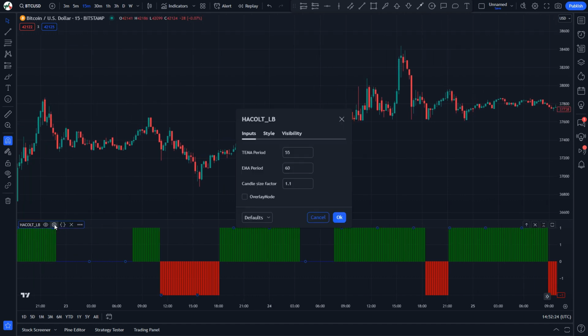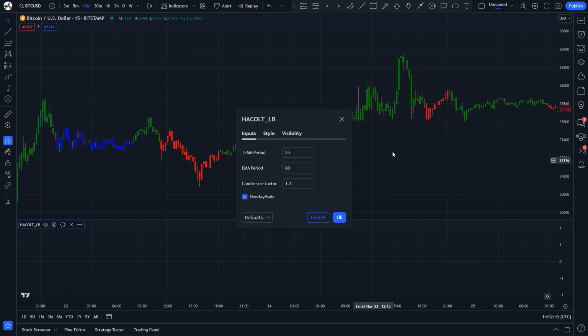In the indicator settings we find a few customization options. We can change the TEMA and EMA length, which will affect the indicator's sensitivity. Signals are more frequent when the number is smaller. The candle size factor can also be adjusted. This affects how smooth the indicator is. Finally, we can enable the overlay mode, which transforms the indicator from the oscillator to colored candles. In our strategy we will leave the indicator settings as default.